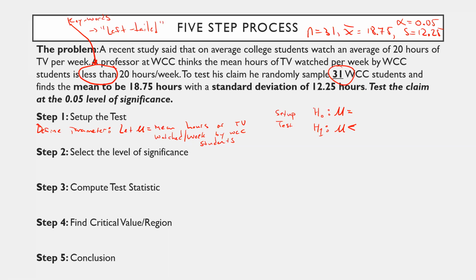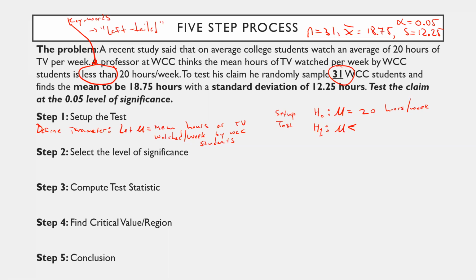And what did the study say that college students on average watch TV per week? 20 hours. So here's the thing. You have to start with the assumption that WCC students are just like every other college student, okay? And they watch 20 hours per week. Okay, that's our starting assumption.